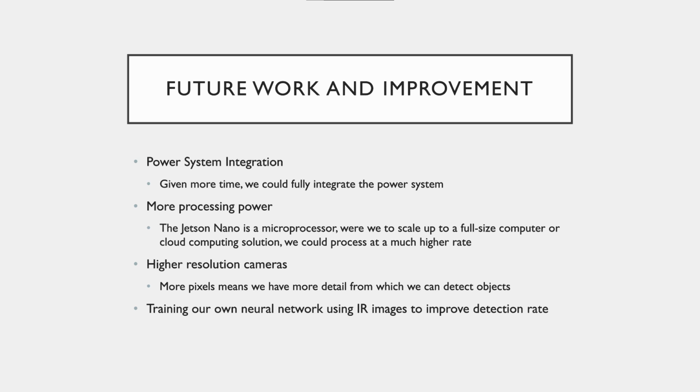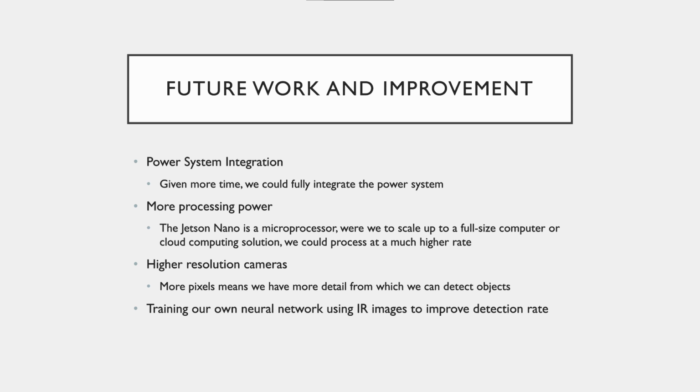Future work and improvement. So there's several areas that we could definitely improve our project. First off, the power system integration. Given more time, we could fully integrate our power system. More processing power. The Jetson Nano is simply a microprocessor. Were we able to scale up to a full-size computer or cloud computing solution, we could process these images at a far higher rate and more quickly extract real-time range data.